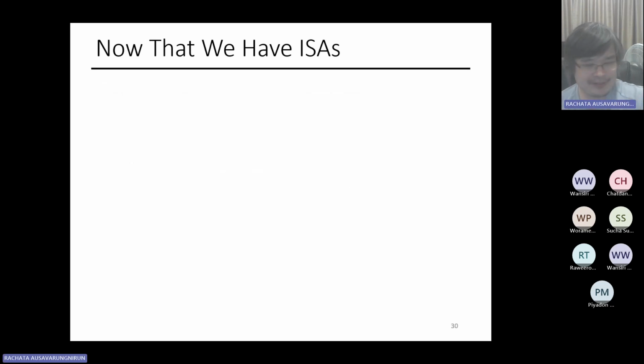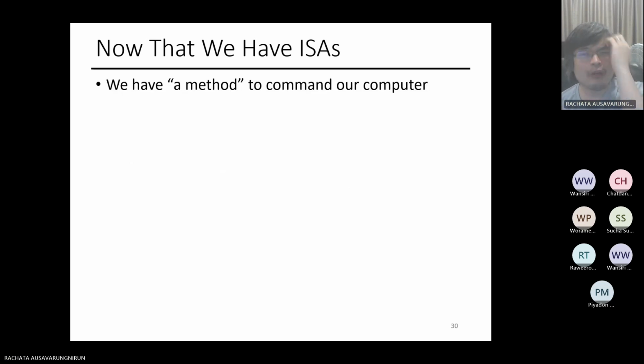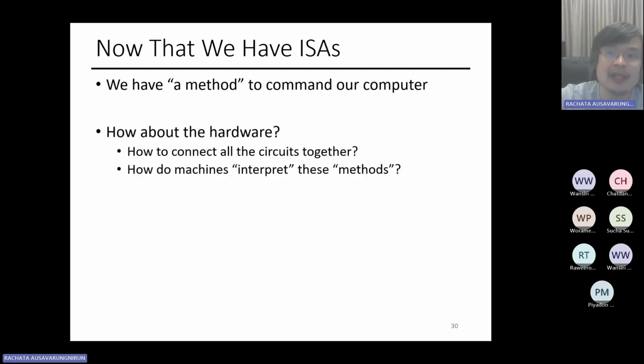Now that we have the ISA, we have a method to actually command our computer. And the hardware now becomes things that just connect the circuits together and make sure that I can run all the commands, right? At the end of the day, I need to build the hardware to follow the ISA and the ISA's commands.